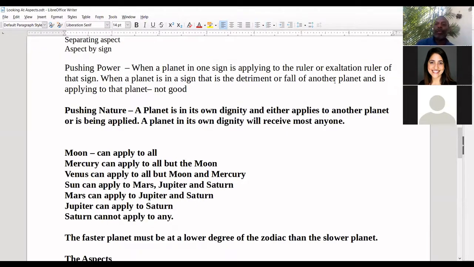Yes, this only works for applying aspects and not separating aspects. It's only in the case of the pushing nature that the planet in its own dignity does not need to be applying, but there must be an applying aspect with it. So in the case of Mars-Jupiter, Jupiter isn't applying to Mars. Mars must be applying to Jupiter.